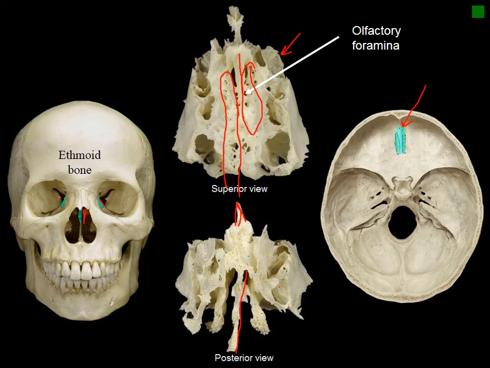Now, from the posterior view, we see the crista galli nice and clear. It's that sticking up projection right through there. And we see this downward projection, the perpendicular plate. You also see the superior and middle nasal conchae.